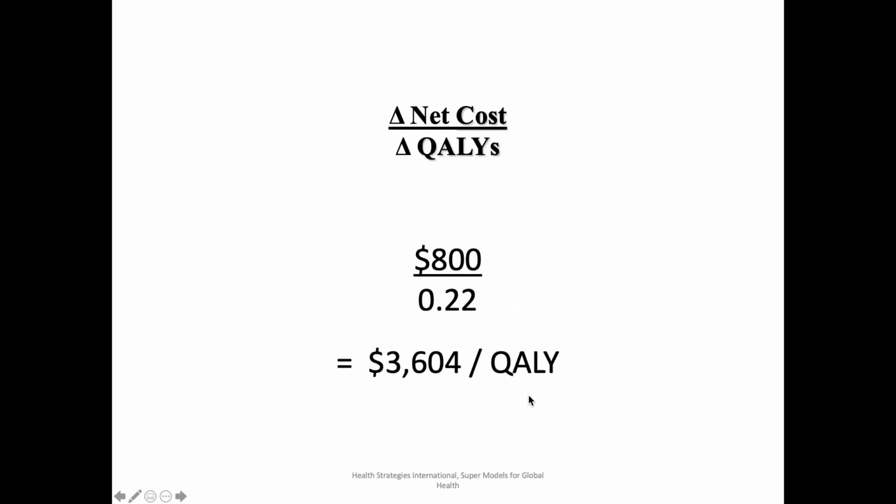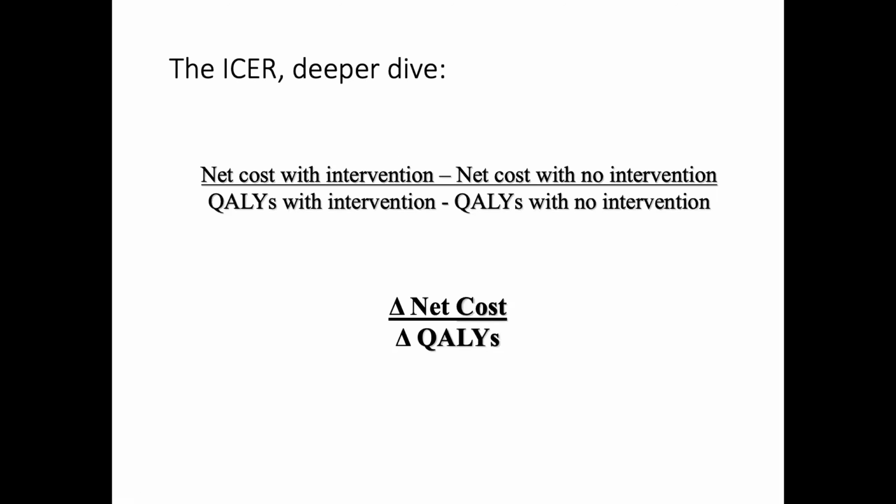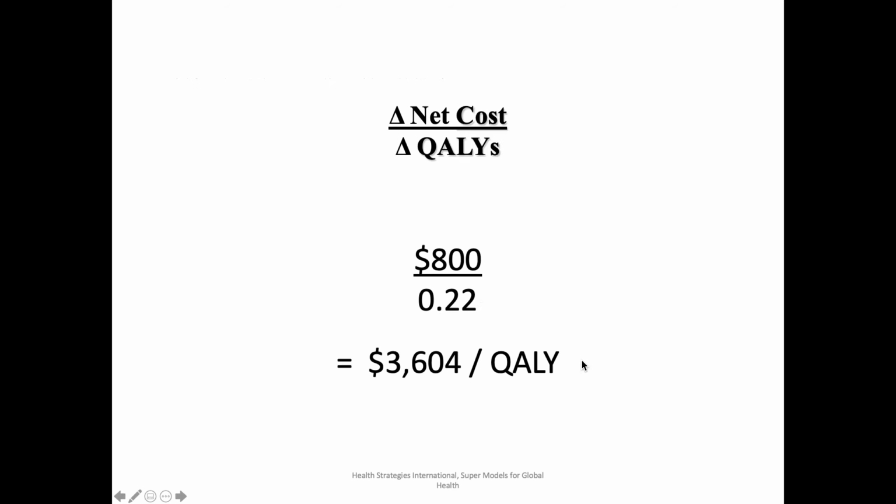And when you put numbers to that, from the example that we had, $800 divided by 0.22, you find $3,600 per quality gained. In the United States, that is widely considered to be a very attractive cost effectiveness ratio, where we routinely are willing to spend things that cost more like $50,000 or $100,000 or more per quality gain. So that's a very good deal in the US.